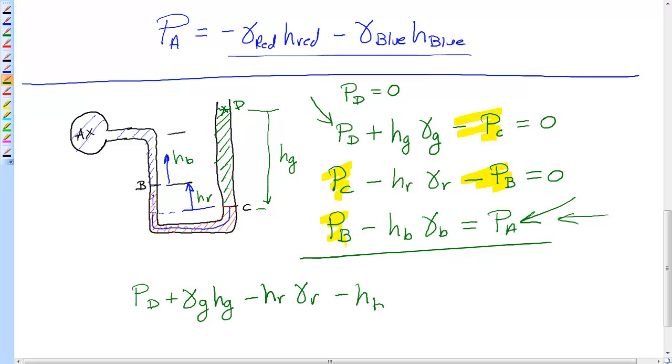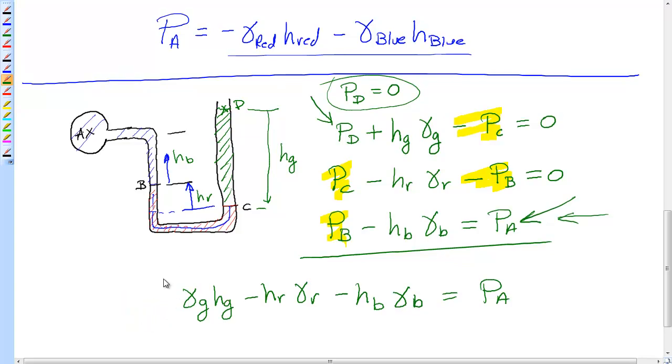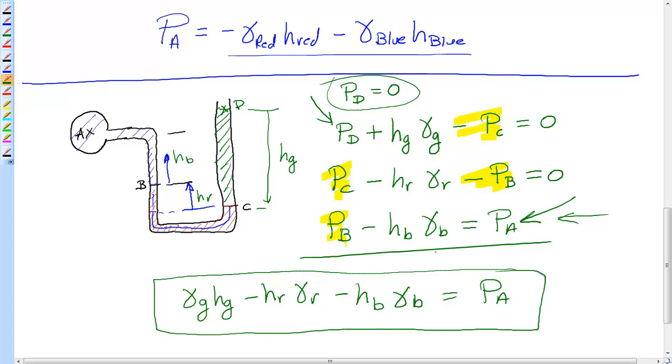And H, height of the blue fluid, gamma of the blue fluid, is equal to the pressure of A. Now, if someone gave you that, you could use it. However, if you figured out you wanted to make it gauge pressure, you just erase all that, and there's your answer right there. All you have to be given is the gamma and the H's, and that's it.